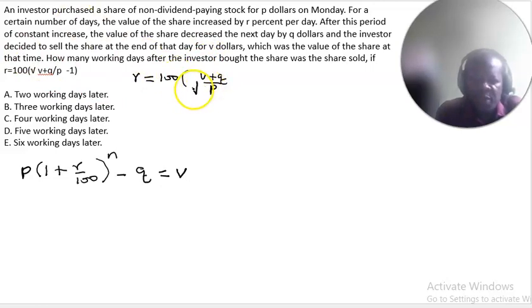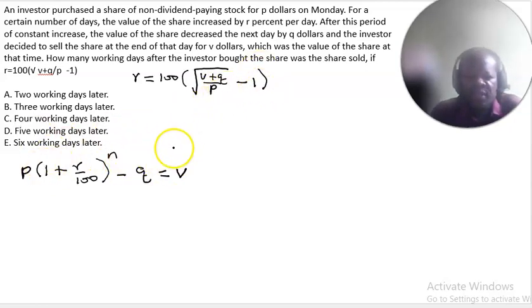Then minus 1. So this is the value of R. So let's start solving and see where this leads us. So we find a way of relating these two equations. And then if they're asking for the number of days, remember n represents the number of days the share increased by R%. That is what the value of n is.